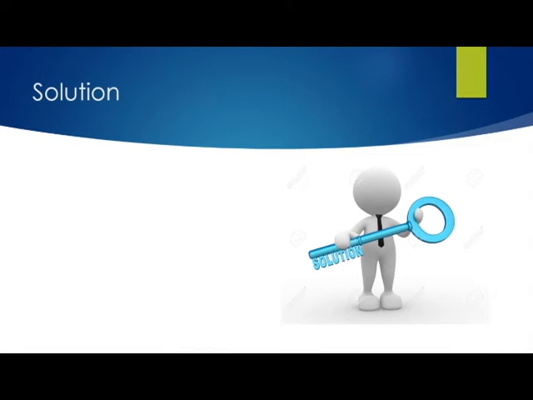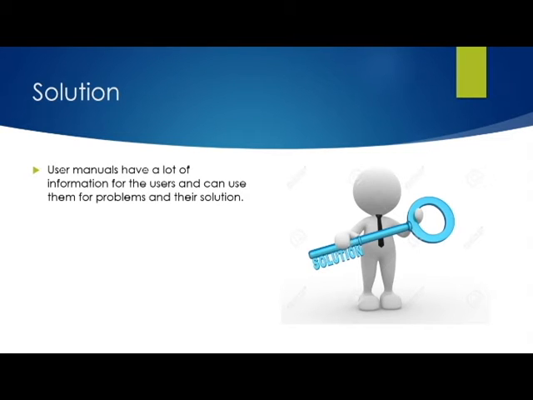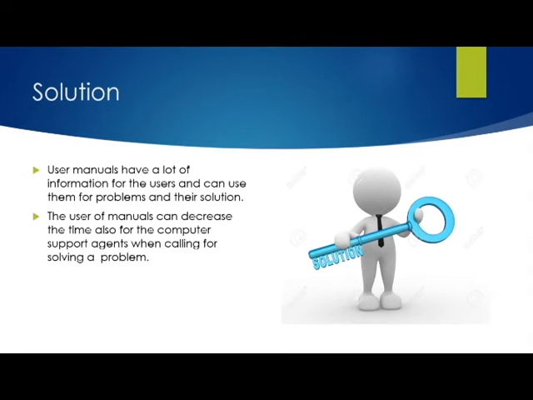The best solution to this problem is user manuals. They have a lot of information and the user can use them for problems and solutions. Also, referring to a user manual can decrease the time spent calling a computer support agent to solve a particular problem. Users can also get training from YouTube videos. A lot of people nowadays put up YouTube videos in which they share the problems they faced and the solutions. You can easily search for a problem on YouTube and find the solution there.